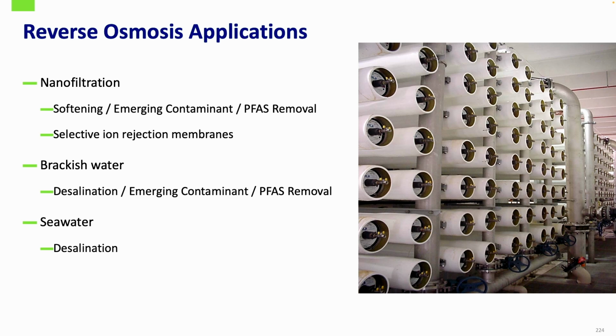So again, addressing the different types of application: nanofiltration, softening, color removal from organics, emerging contaminants, PFAS removal, selective ion rejection membranes. In the oil and gas industry, they have a membrane that will reject sulfate extremely well. So they take seawater, about 35,000 parts per million, and they'll end up with their permeate, which is still about 28,000 ppm of TDS, but it removes virtually all the sulfate, all the calcium, all the magnesium.